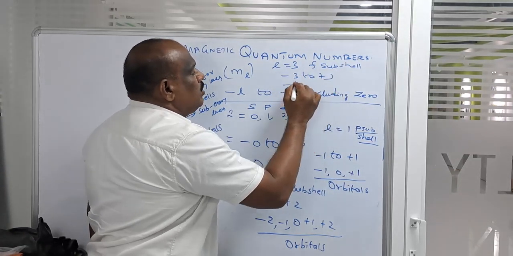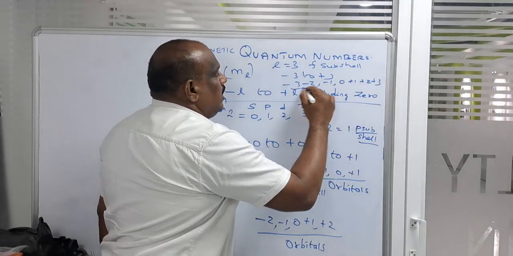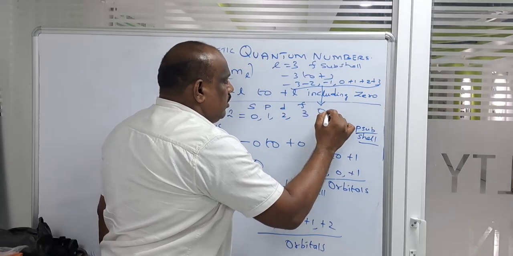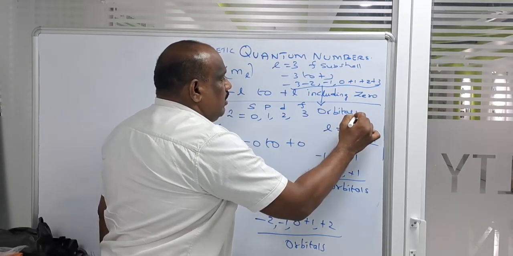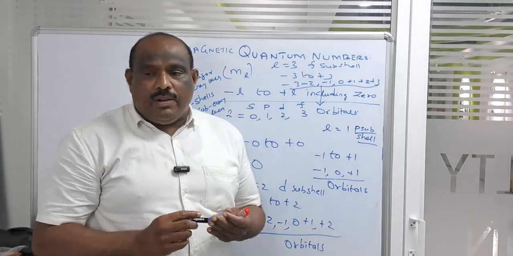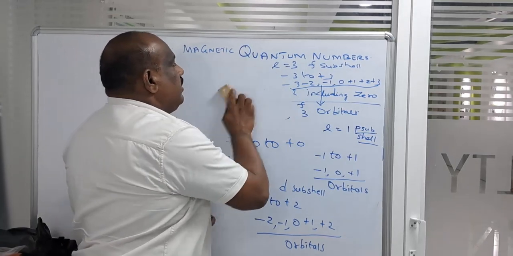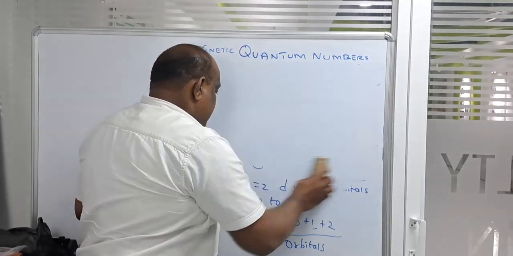I don't want to bore you. So minus 3, minus 2, minus 1, 0, plus 1, plus 2, plus 3. Very good. How would you tell me? Yeah, that's also fine. So the other formula, very good. The other formula to find the magnetic quantum number is 2L plus 1. Very good. I'll go with that.